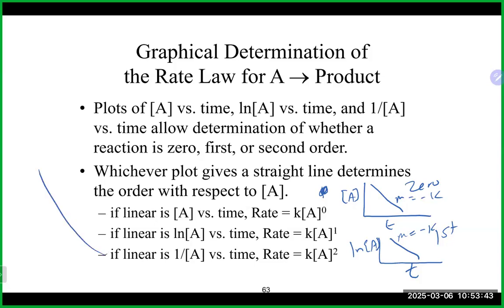And lastly here, that guy there, we have our 1 over A versus time. That's going to yield you a positively sloping line, and the slope is equal to K, and that would be our second order in that case. So graphically, you could kind of determine if you have the right information. Also, obviously, mathematically determine it as well. Any question on those orders there? Okay.